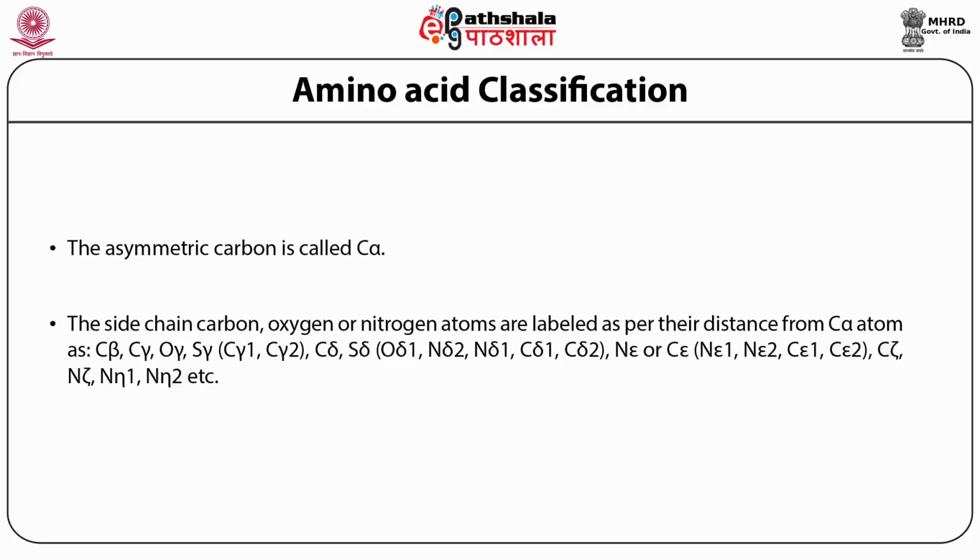The next atom after C gamma will be called C delta, S delta, O delta 1, N delta 1, N delta 2, C delta 1, C delta 2, etc. And next to delta will be called N epsilon or C epsilon. If there are two atoms at the same position, then they will be called N epsilon 1, N epsilon 2, or C epsilon 1, C epsilon 2. Next to it will be called C zeta or N zeta. And last, that is N eta 1, N eta 2, etc.